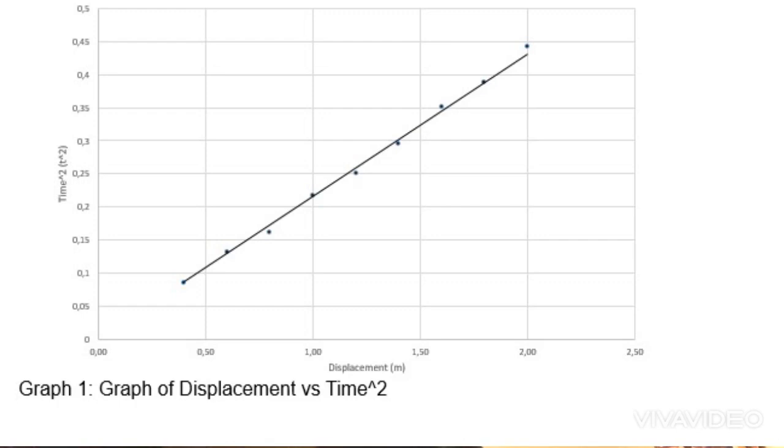And here is the displacement versus time square graph. This line should be linear since gravitational acceleration is constant, but as you can see, there are higher and lower values in the data points, creating oscillations. Here, the data points were used to create a best fit line.